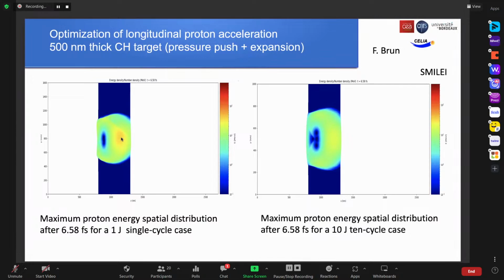And so what we're going to get, for the accelerating mechanism, is a combination of a pressure push, the launch of a kind of shock inside the target. And of course, after there is a strong second stage of expansion that leads to these high energies, and that creates this large energy spread spectrum.